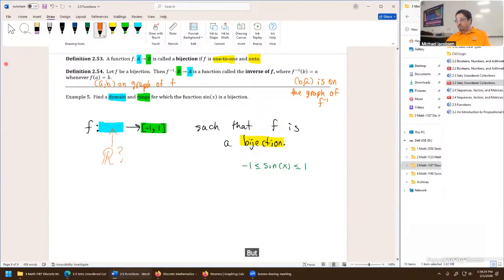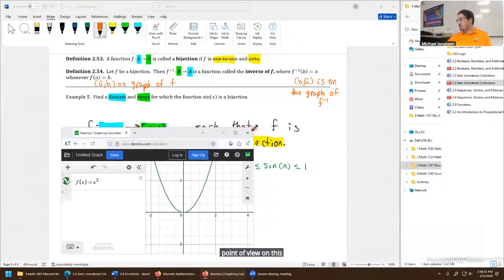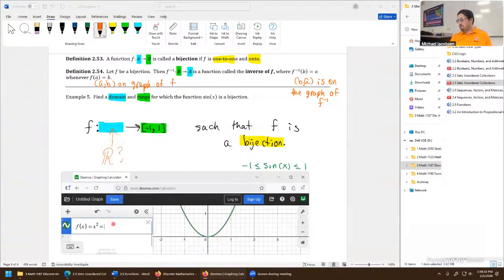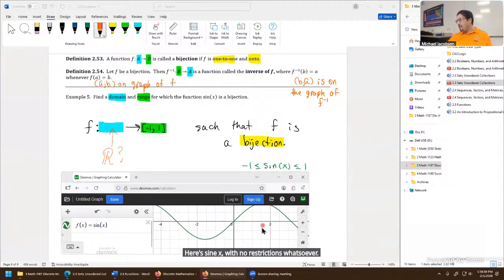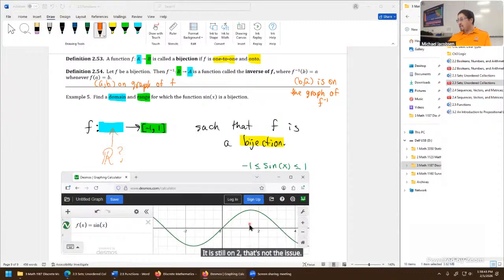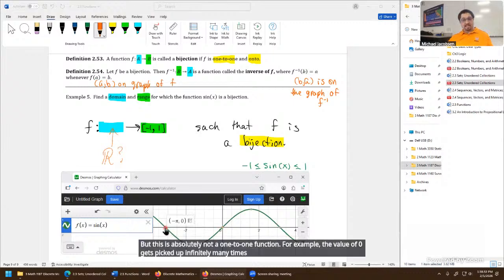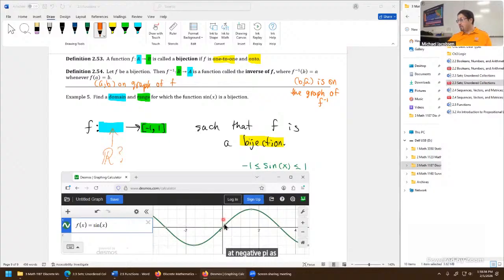But if we try to fit R into the domain slot, here's what it's going to look like from a graphing point of view. Here's sine x with no restrictions whatsoever. And we've got a big problem. It is still onto, that's not the issue, but this is absolutely not a one-to-one function. For example, the value of 0 gets picked up infinitely many times. At -pi as an input, it maps to 0. 0 as an input maps to 0, and so on, infinitely many values. Any integer multiple of pi maps to 0 on the sine function.